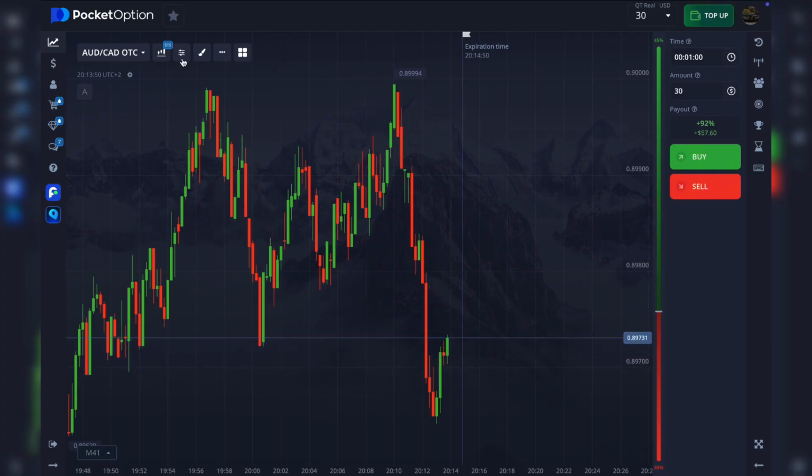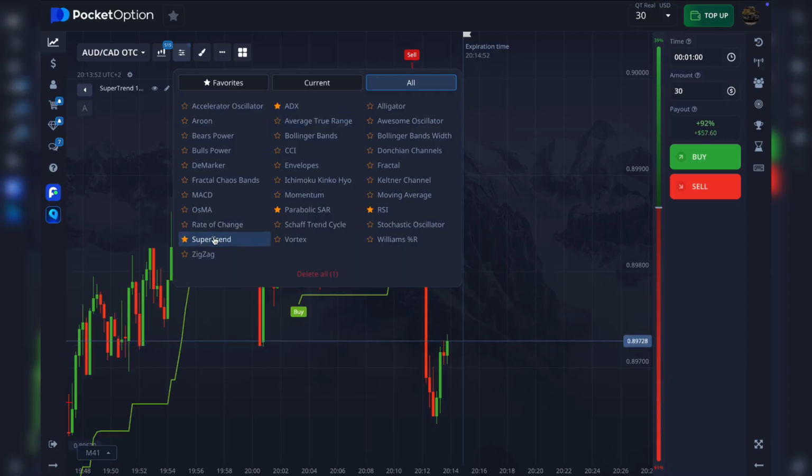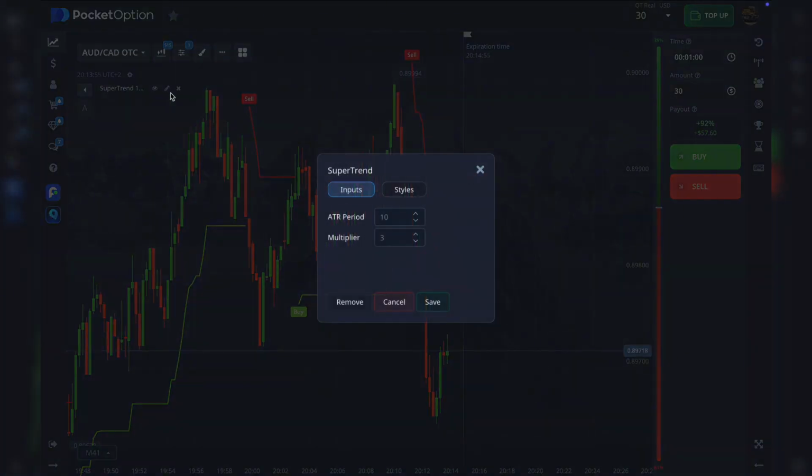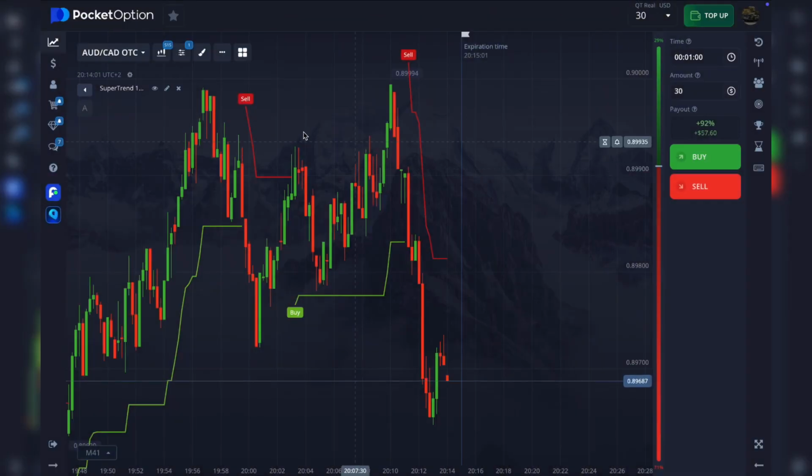So guys, first of all we need to set up our chart. Also we need to add our 4 indicators. The first one will be the Supertrend. We need to add this indicator to the chart. Then I go to settings. Here we set the period to 10 and multiplier to 3, and then we can click save.